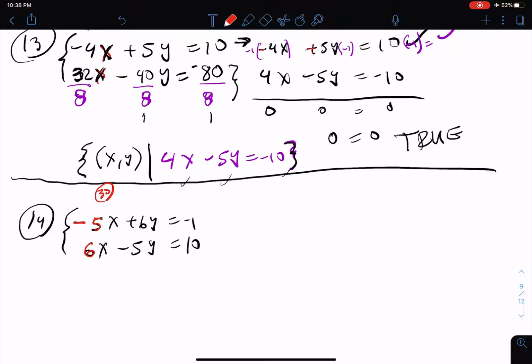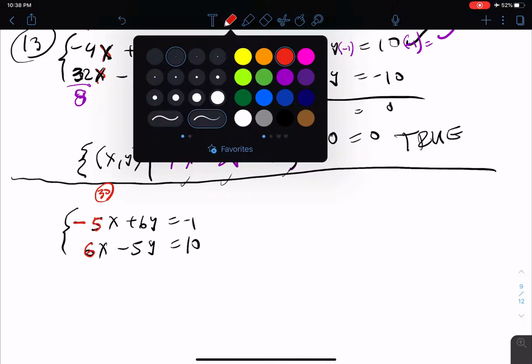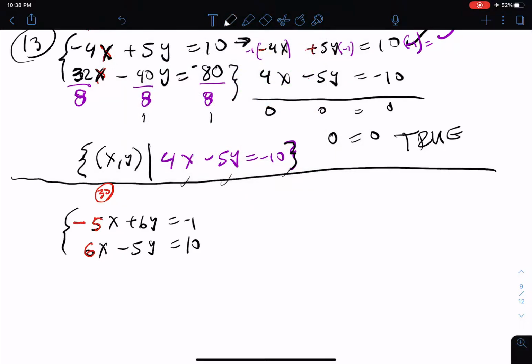So what can we multiply by on this top equation to make this negative 5 a negative 30? Right, because I want one to be negative 30, I want one to be positive 30. So it's already negative. So what if I multiply this whole equation on top by 6? So you got to do left and right, correct? Yes. So if I multiply, so what's 6 times negative 5x?